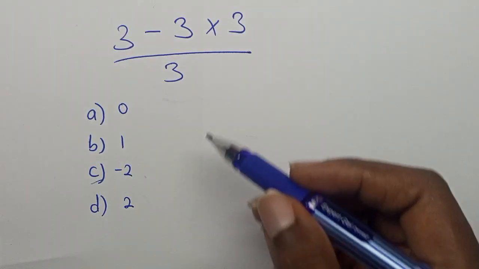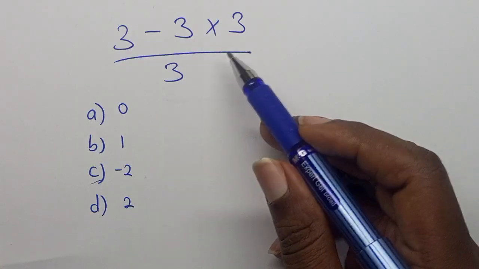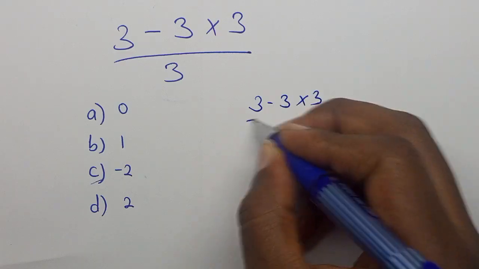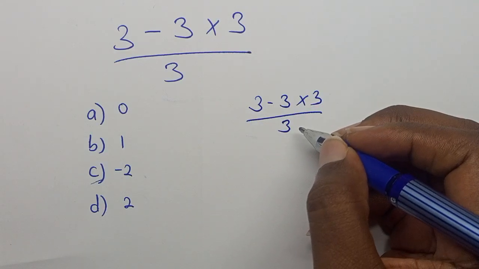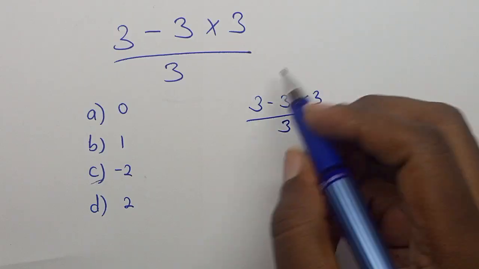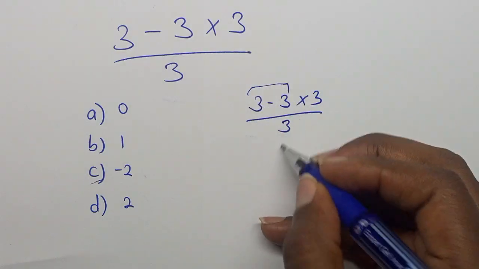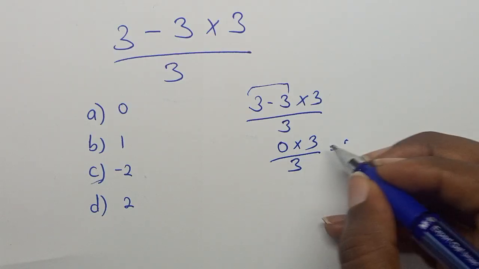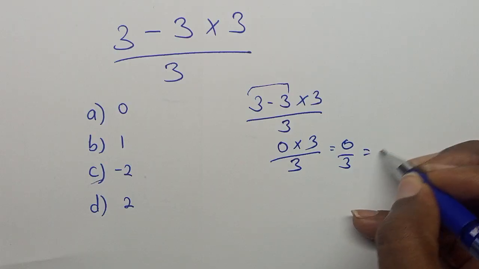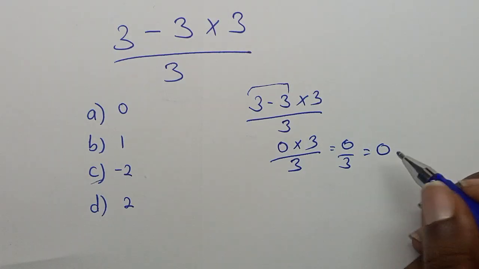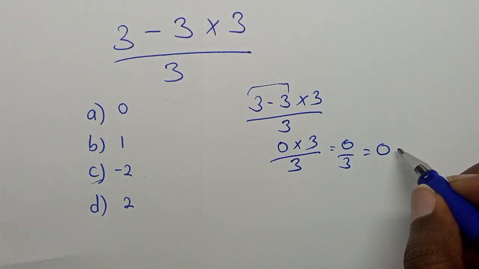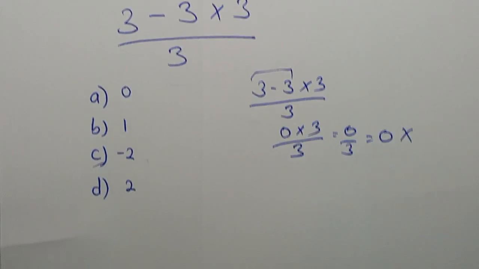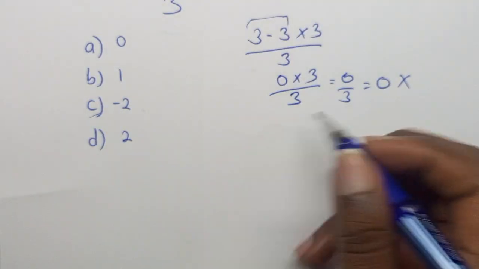Okay, so let's continue. If we have 3 minus 3 times 3 over 3, this is the same as 3 minus 3 is 0. So we shall have 0 times 3 over 3, which is 0 times 3 is 0, over 3, which equals 0. Many of you think this is right. Actually, this is wrong. Why? Because you've not followed the order of operations, that is PEMDAS or PEDMAS.